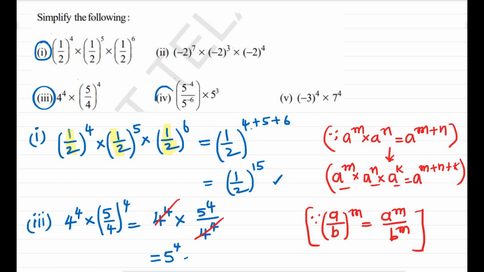Let me give you number 4. Here given is 5 to the power of minus 4 by 5 to the power of minus 6 times 5 to the power of 3. I'll give a hint so that you can solve it. The hint for you is to use the law.